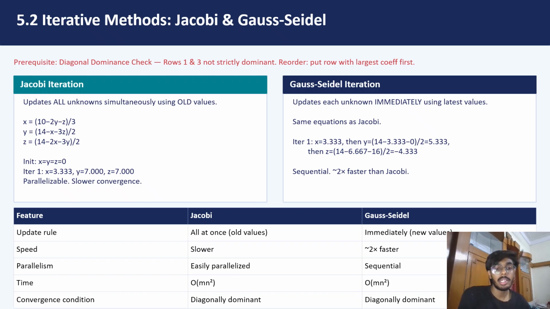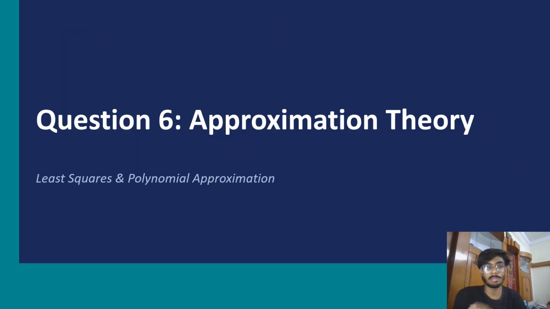The time complexity that Jacobi has is order of m n square, and Seidel also has order of m n square. Convergence condition: Jacobi converges with diagonal dominance, and Gauss-Seidel also converges with diagonal dominance.